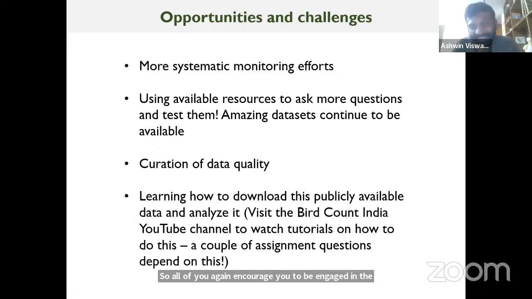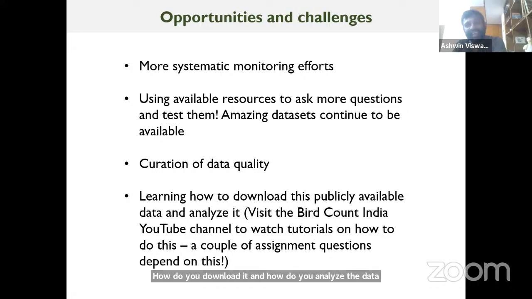And learn how to download the data. Somebody asked a question, how do you download it? There is a Bird Count India YouTube channel. On the YouTube channel, there are a couple of tutorials on R and with Excel, where we go through the entire process of where the data is, how do you download it, and how do you analyze the data after that to some extent.